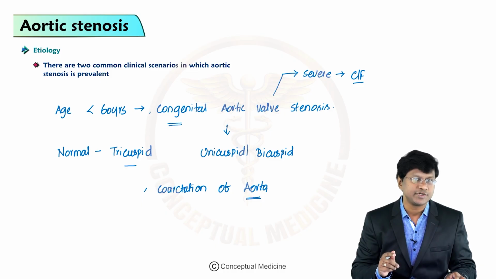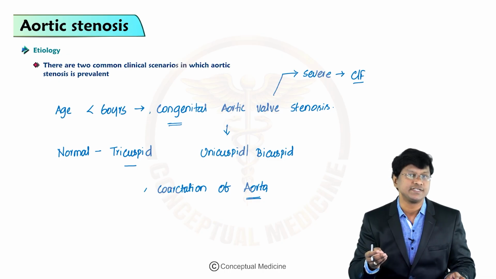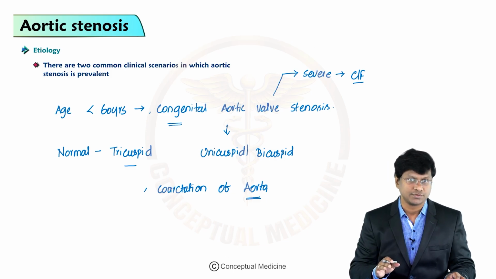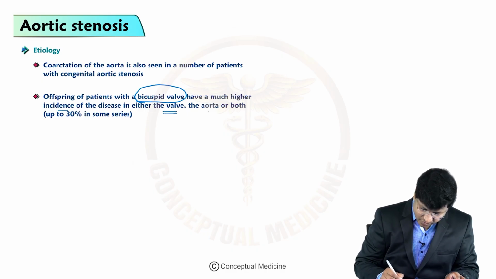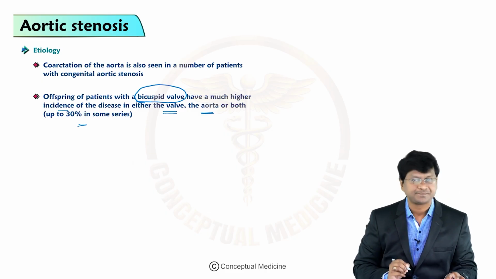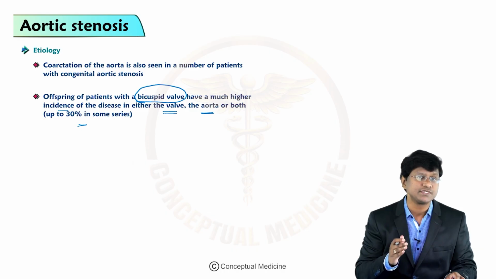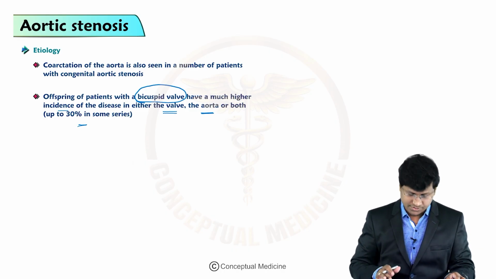Okay, and the next important point, please remember: offspring of a patient with bicuspid aortic valve have a much higher incidence of the disease in either the valve, the aorta, or both. So that is about the etiology of aortic stenosis in individuals of age group less than 60 years. Most commonly it is congenital aortic stenosis.